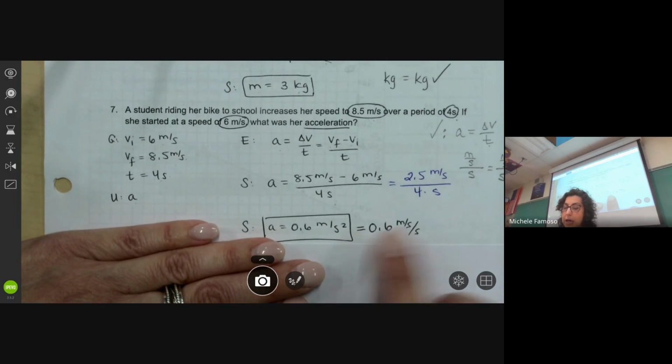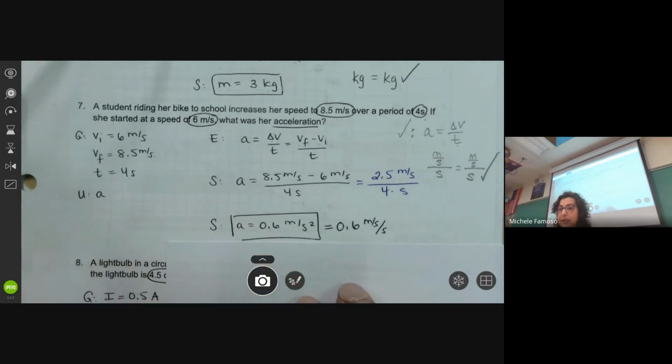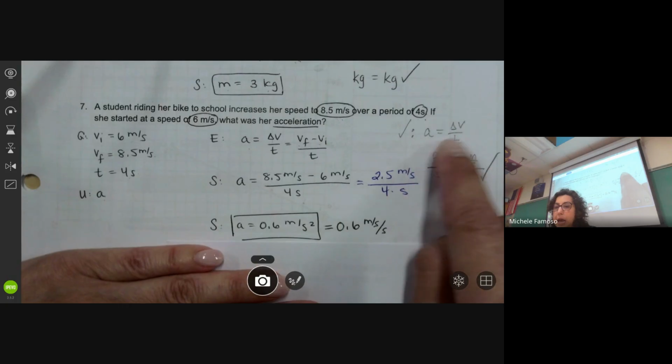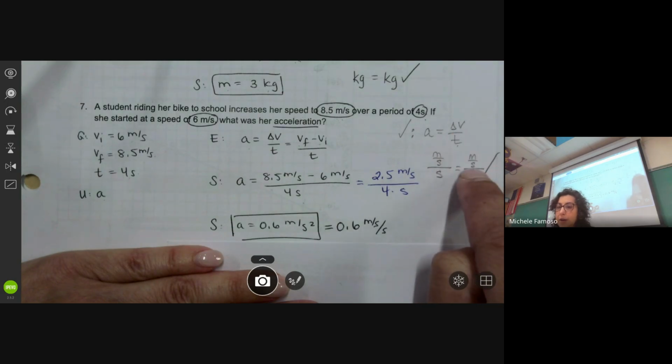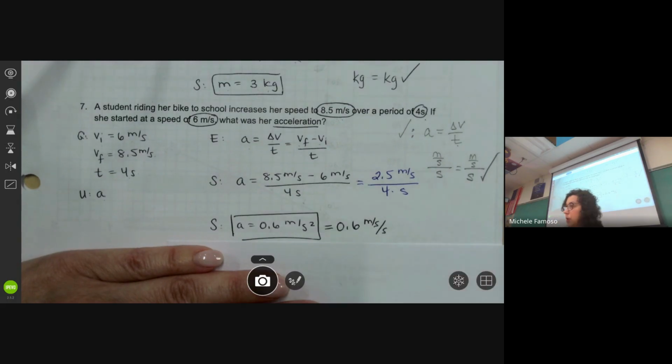Now to do the dimensional analysis on the equation I plugged into, a is change in v over t. I said that a was in m/s over s. Well, the v's are in m/s, and the t is in s. Both sides match, so I'm good.